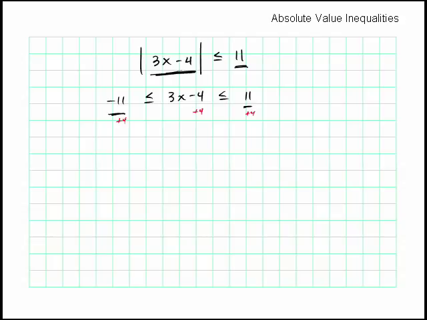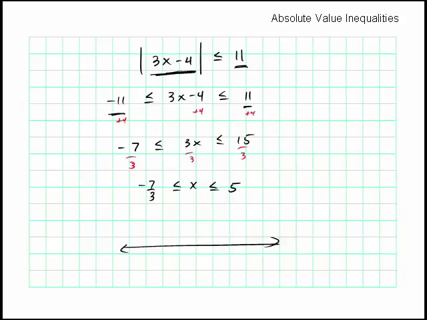So that will be negative 7 less than or equal to 3x less than or equal to 15. Divide everything by 3. And we end up with x is between negative 7/3 and 5. Those are the solutions. All the numbers between negative 7/3 and 5. And there's our solution.